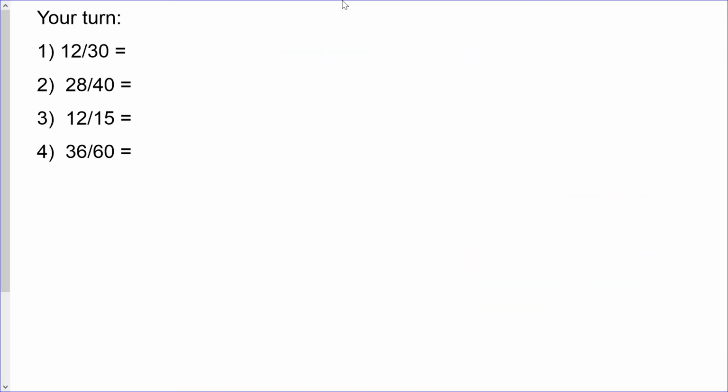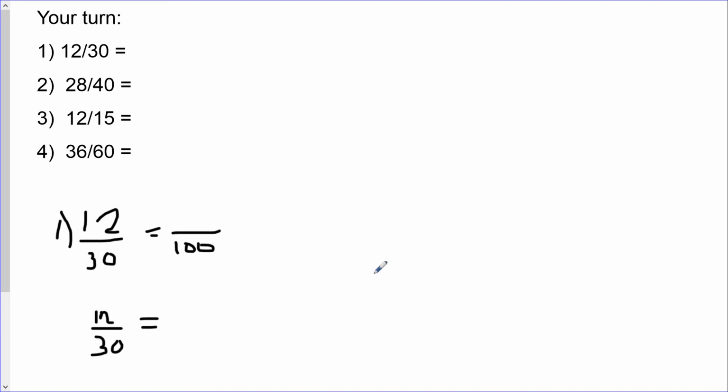So now it's your turn, and I want you to have a go at converting these fractions into percentages. And again, we'll start by looking at number 1, and I'll start you off with this one. We know we've got 12 30ths, and I want to see, can I convert that into hundredths? And I can see actually, no, I can't convert it to hundredths straight away. So I know now that I have to simplify.